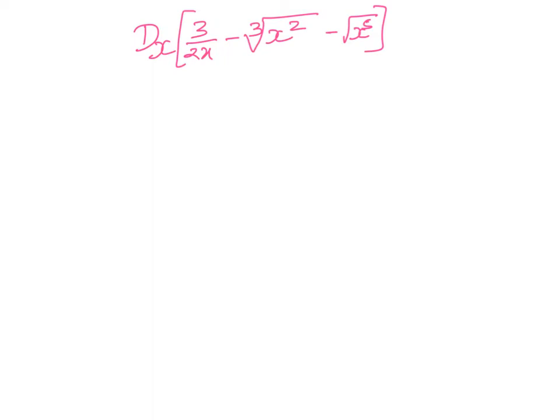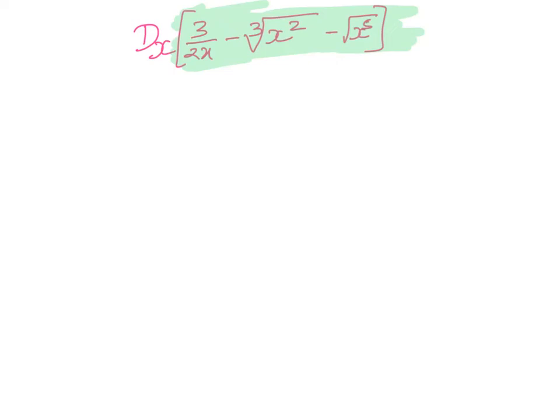Here the next question is d/dx of 3 over 2x minus cube root of x squared minus square root of x to the power of 5. The question here is to find the derivative of this expression. So that is the question. So d/dx is another notation of the differentiation.